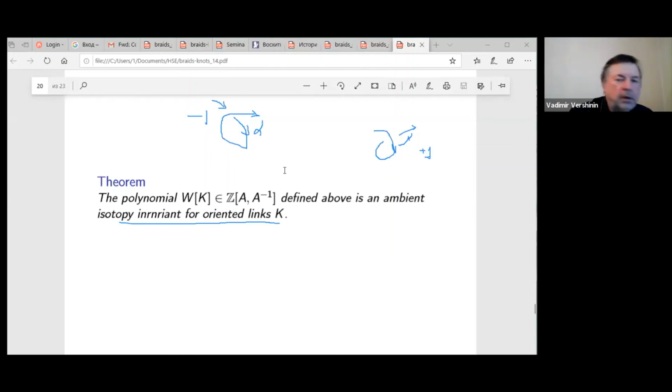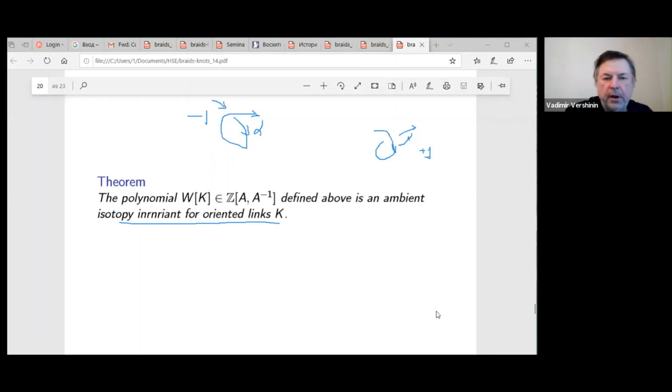Sorry, I make a lot of misprints. It is invariant under moves 2 and 3, and this term, which is minus 3 rise, is correcting so that the object becomes isotopy invariant for oriented links. So, and now what is left?